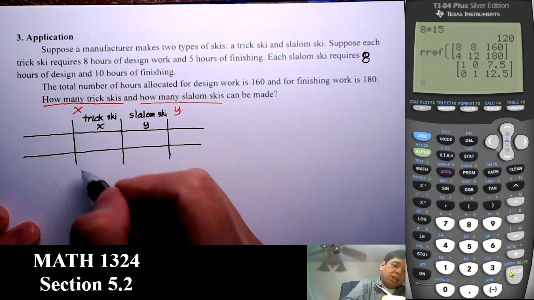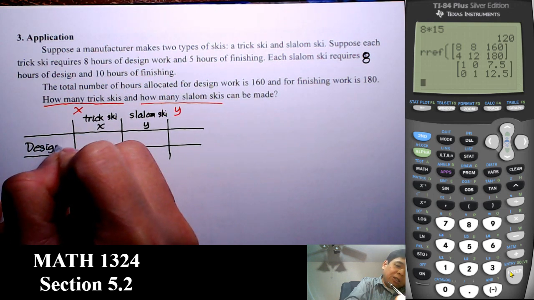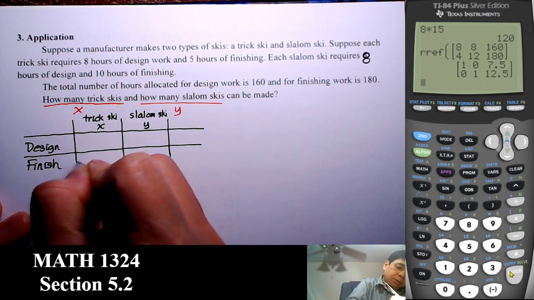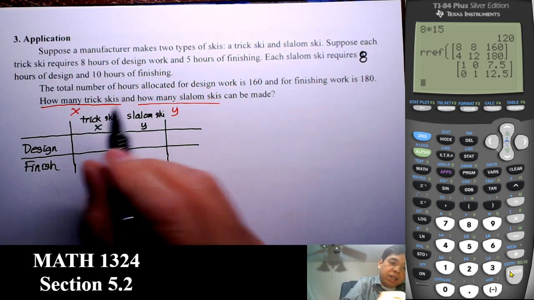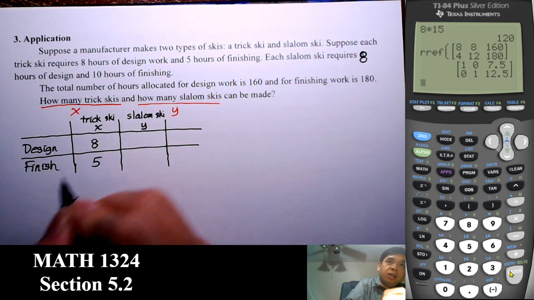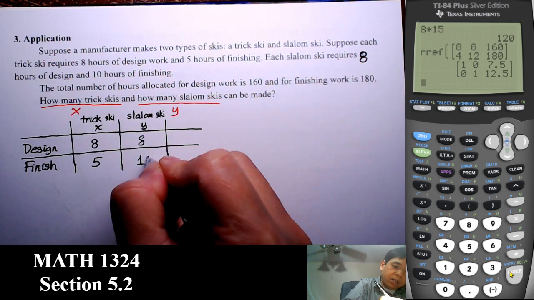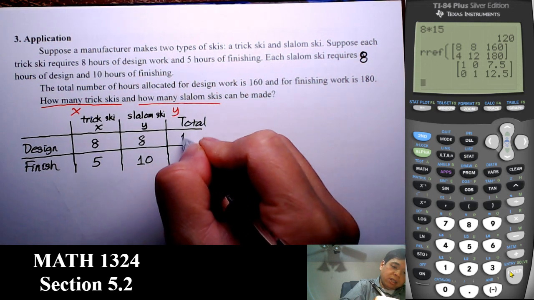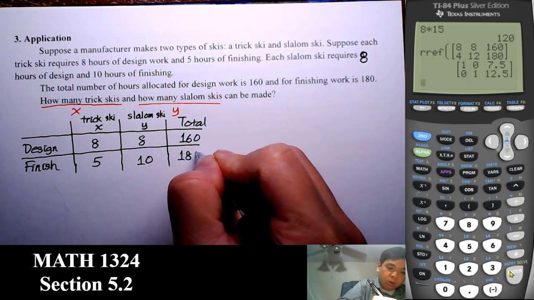And then for each type, there will be design work and the finishing work. Now, the trick ski requires 8 hours of design and 5 hours of finishing. The slalom ski requires 8 hours of design and 10 hours of finishing. In total, we have 160 hours for design work and 180 for finishing work.